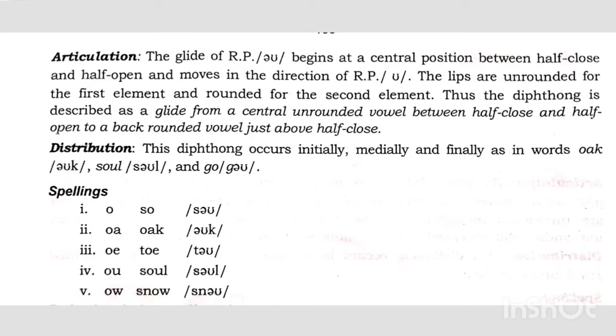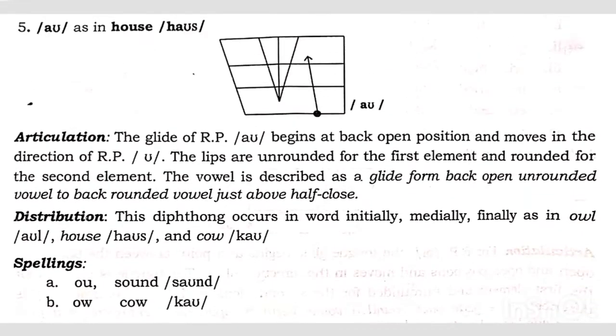Then the next one, soul: O and U stand for the glide. The next word, snow: O and W are the letters that represent the glide. Fine. We are moving on to the next vowel glide, the fifth one: ow, as in house.